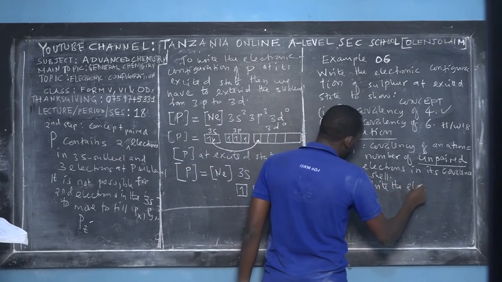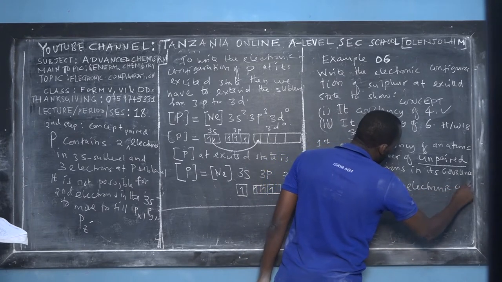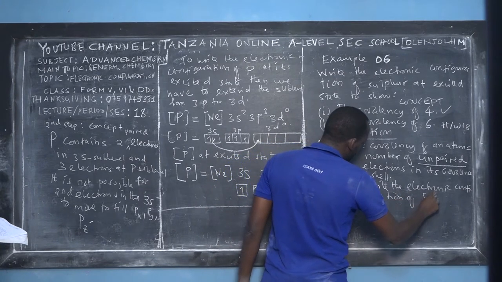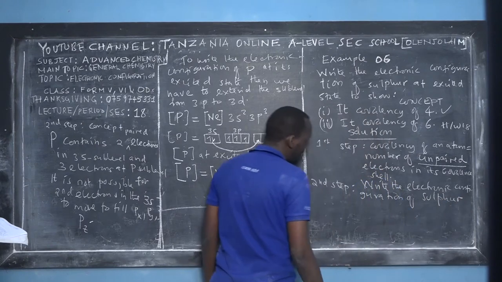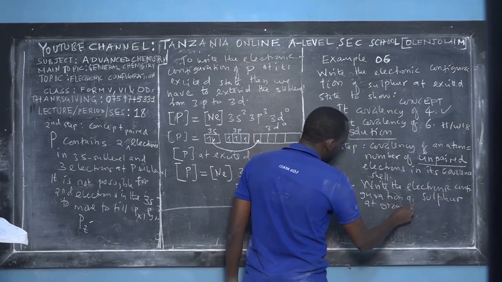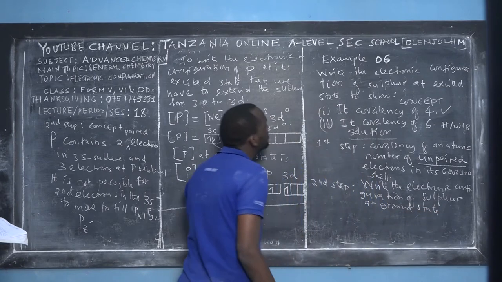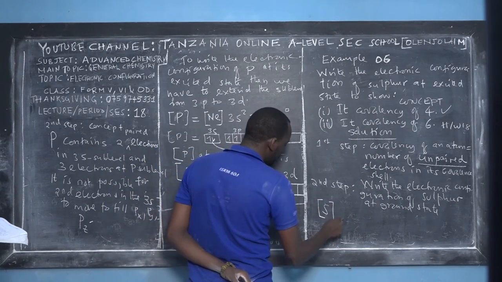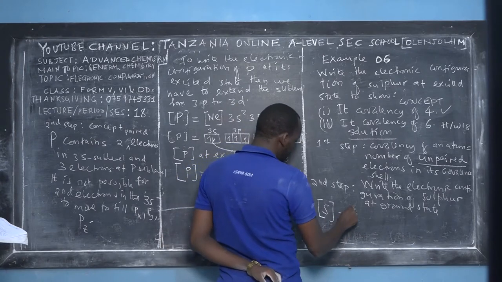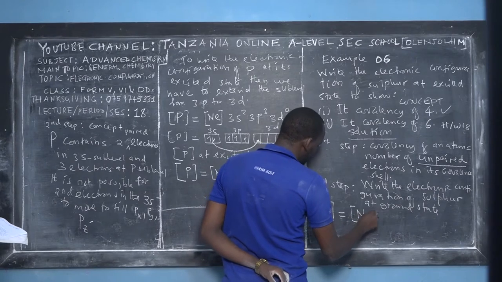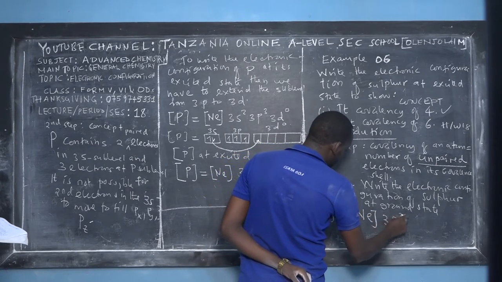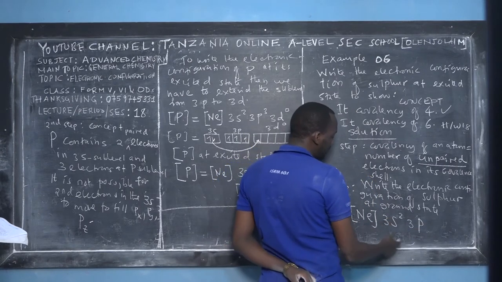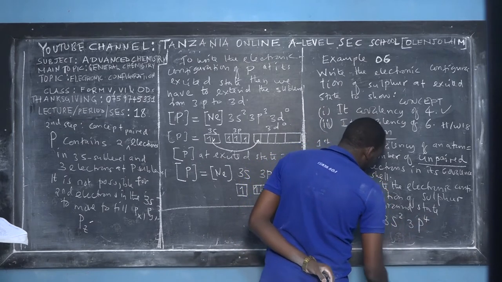Right, the electronic configuration of sulfur at the ground state first. Sulfur contains 16 electrons. So you have the electronic configuration of neon as a noble gas, then you have 3s squared, then you have 3p. So these are 10, these are 12. 16 minus 12 remains 4. So we have 4 electrons.